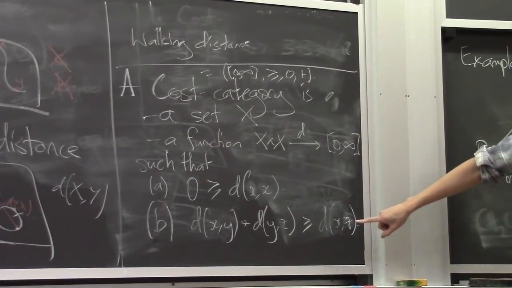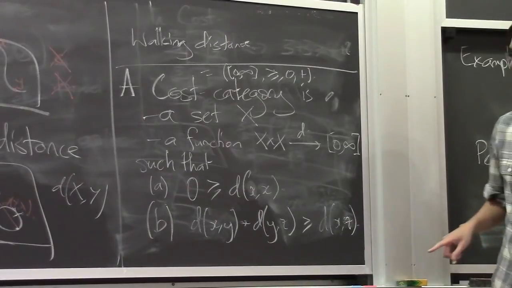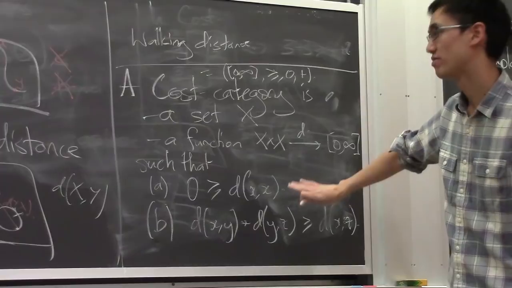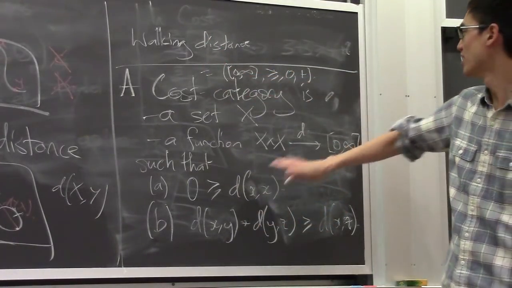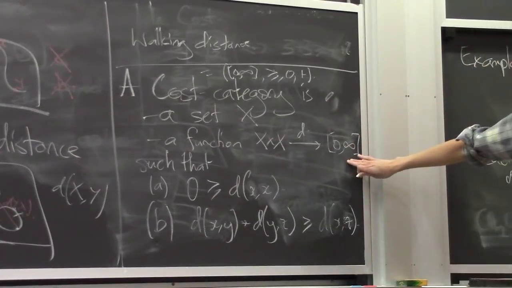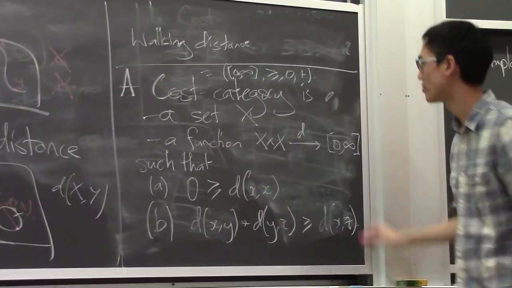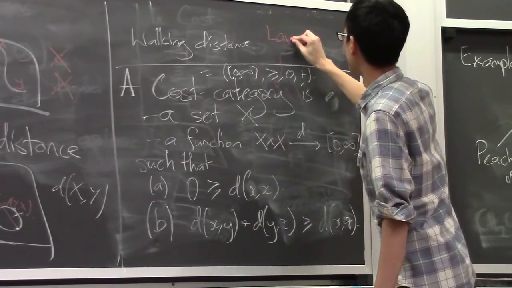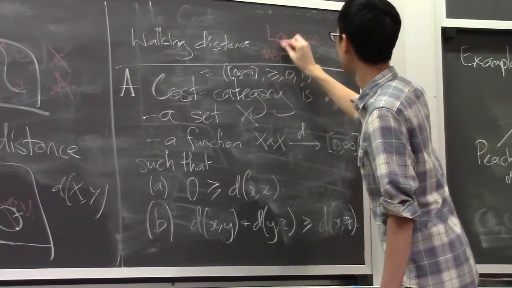So we exactly have this corrected definition of a metric space, or this alternate definition of metric space, where condition A is there and condition B is condition D over there, and we've extended the domain where we're allowed to take values. So this is known also as a Lawvere metric space. Lawvere is a great category for us.